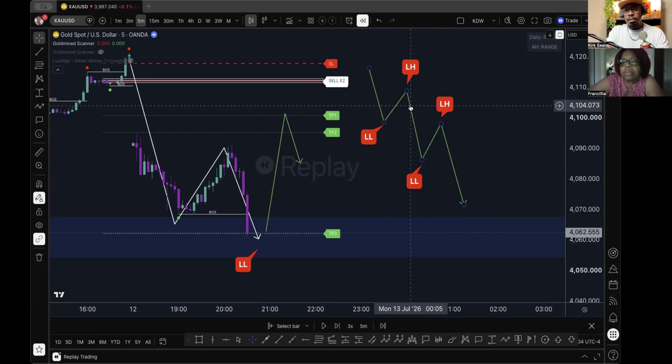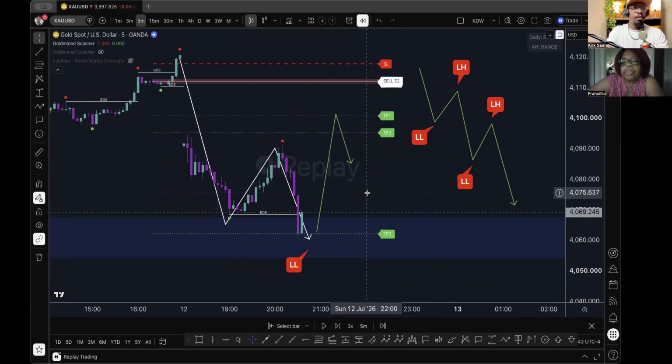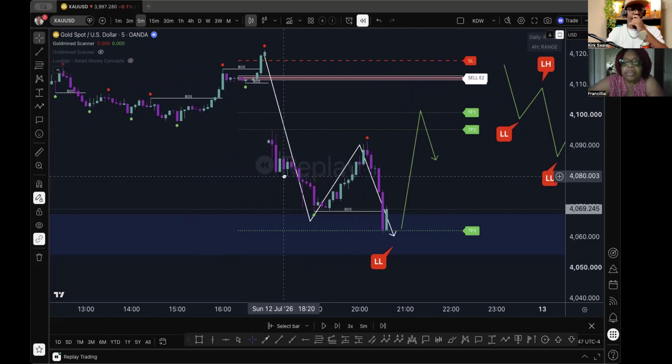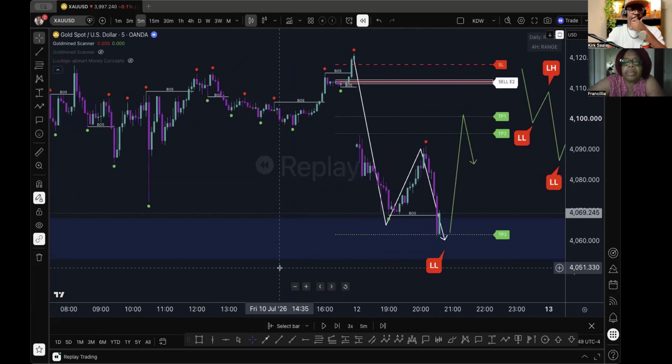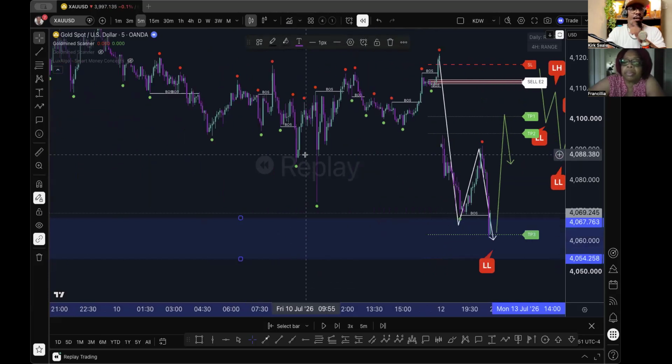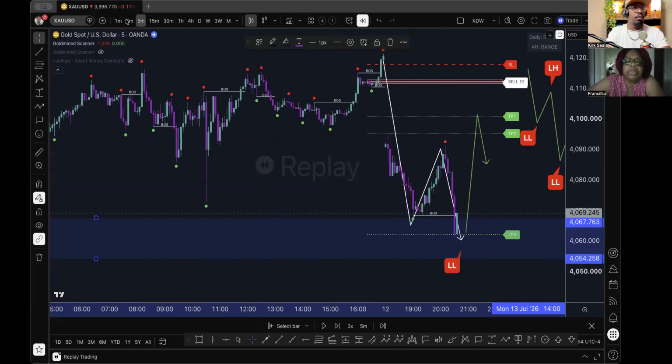If at any point we stop getting lower lows and lower highs, we're going to have to pause for a second. Also, this blue box, I've got to tell you why this blue box was here.